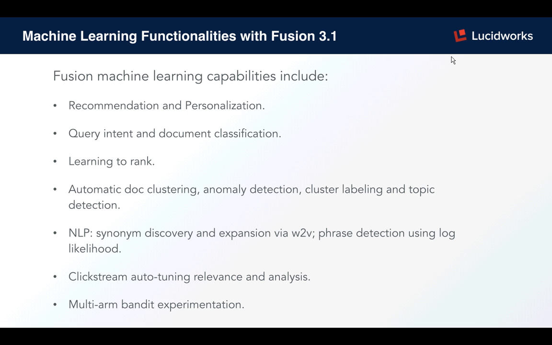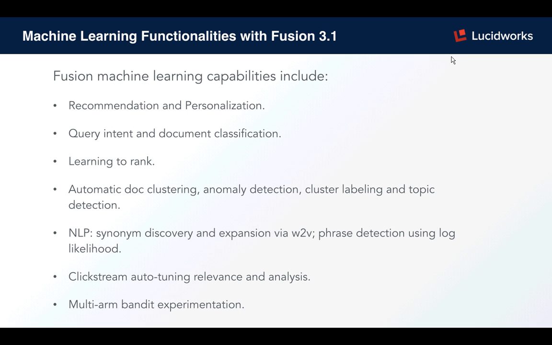The machine learning capabilities in 3.1 include both supervised learning and unsupervised learning methods. On the supervised learning side, we have a very powerful recommendation engine to provide personalized search experience. And we also have query intent classification and learning to rank models to improve search relevance.